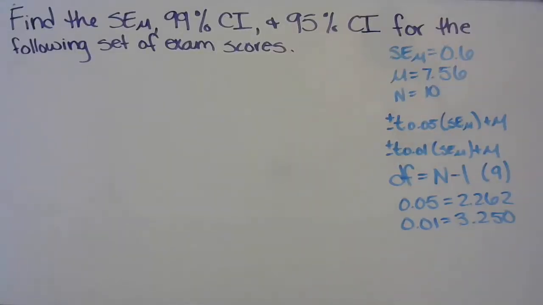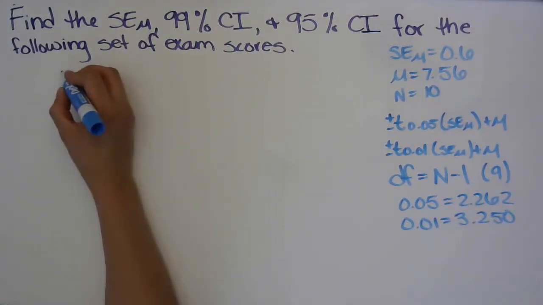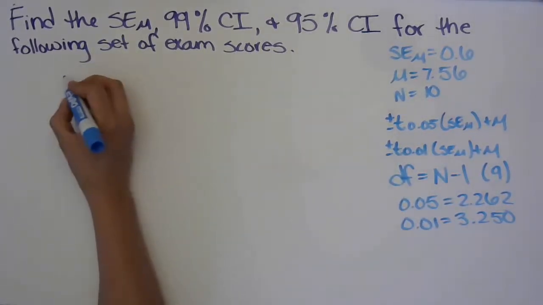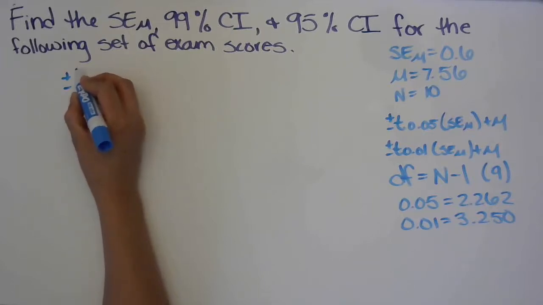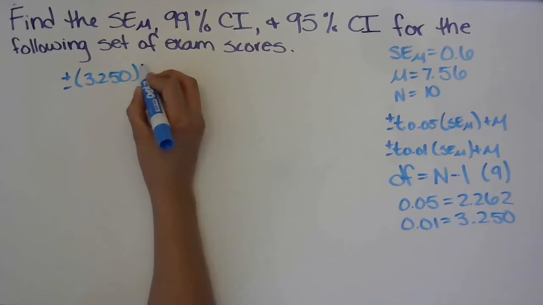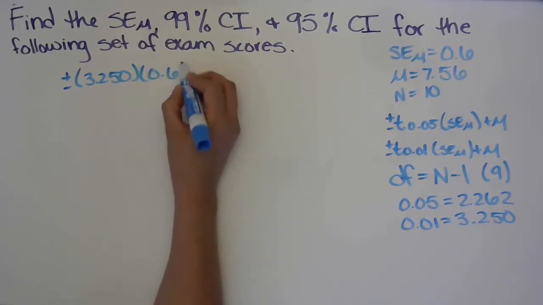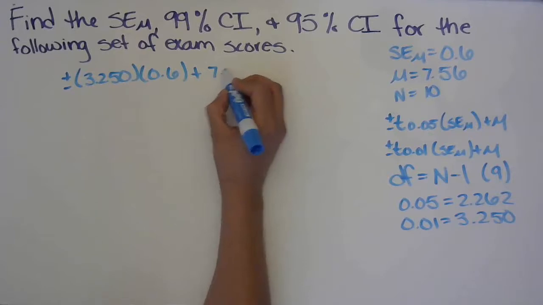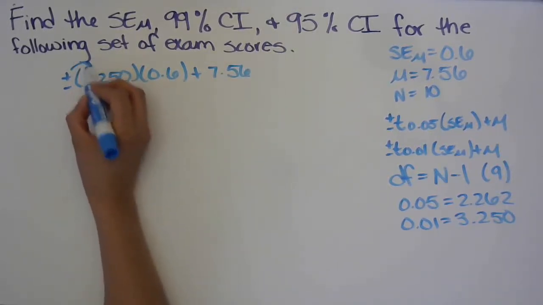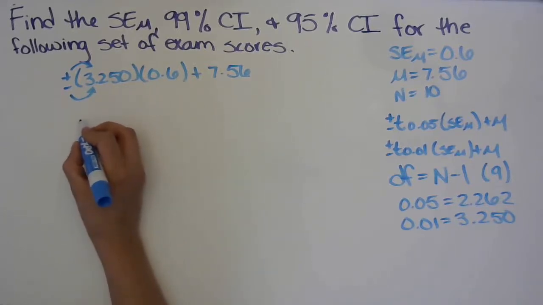Okay, so for finding the 99% confidence interval, we are going to do exactly what we just did. We are just going to use this value here. So we are going to plug this value here into this right here. So we are going to have a plus or minus 3.250 times our standard error of the mean, which is 0.6, plus our mean of 7.56. Okay, so for the first problem, let's go ahead and do the positive number.